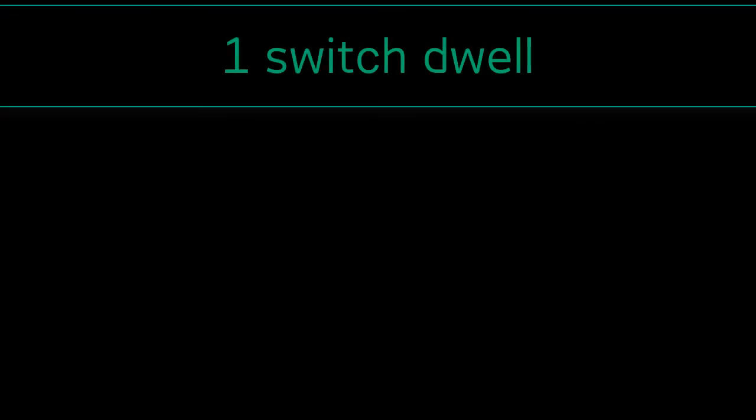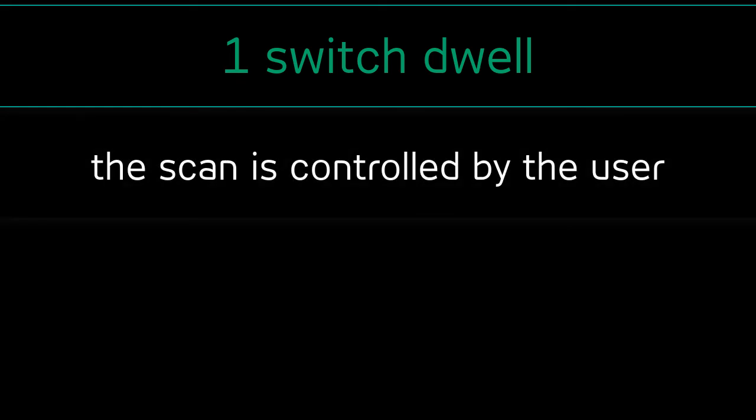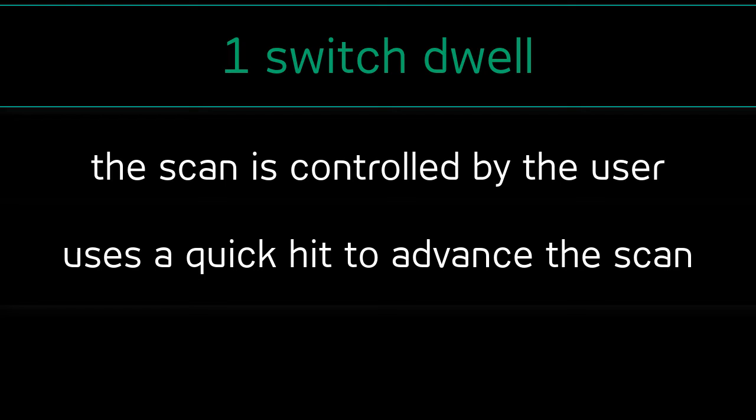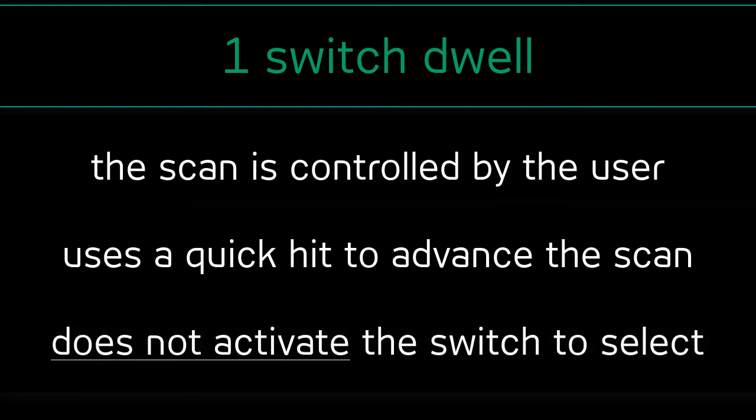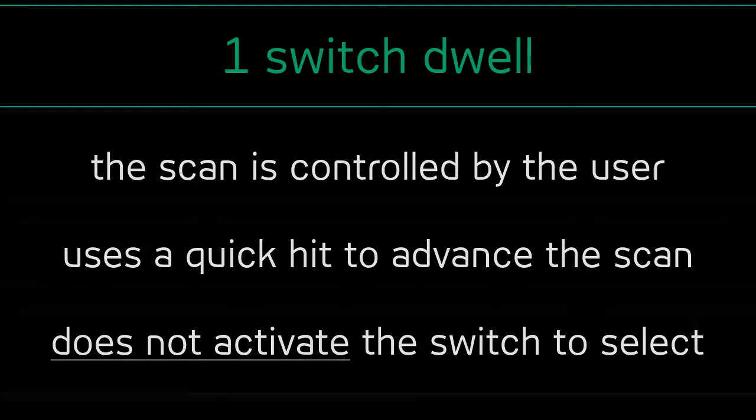With one switch dwell, the rate and transition time of the scan pattern are controlled by the user. The individual uses a single switch to advance the scan with a typical quick hit and release activation. In order to select a row, column, group, or button, the user does not activate the switch for a given amount of time. This amount of time can be customized in SnapCore First by adjusting the pause time within the settings.